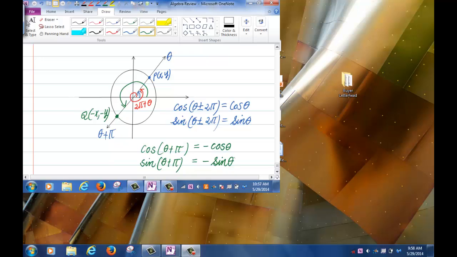Everybody is okay? Now, you see, I have four identities here, right? They work no matter what theta is. In general, theta doesn't have to be an angle between 0 and 90. Theta could be anything at all. These identities still hold. Okay. All right.